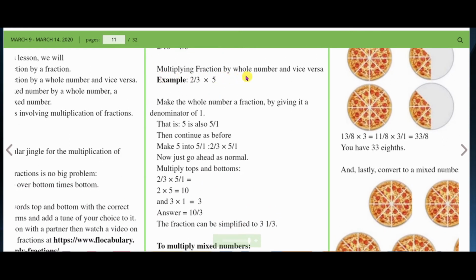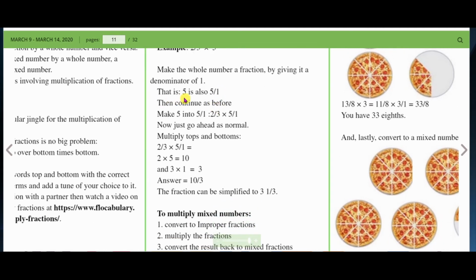Multiplying fractions by a whole number and vice versa. For example, 2/3 multiplied by 5. Make the whole number a fraction by giving it a denominator of 1. So put the whole number over 1. That is, 5 is also the same as 5 over 1. So as a fraction, 5 would be 5 over 1. And if we think about it, any number divided by 1 remains the same.